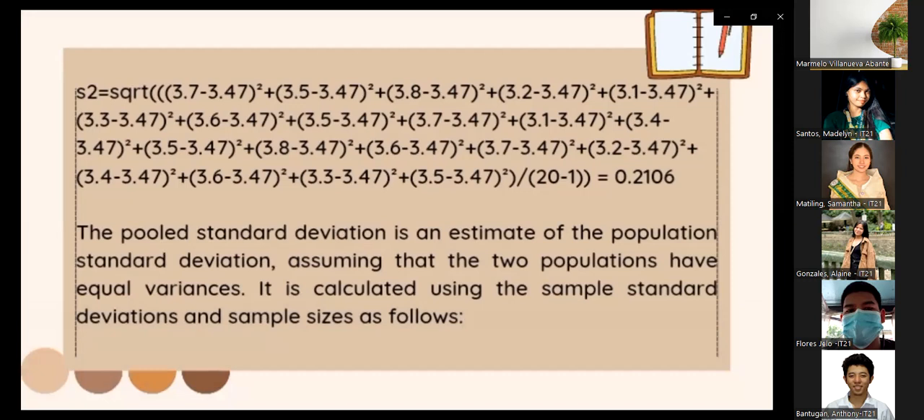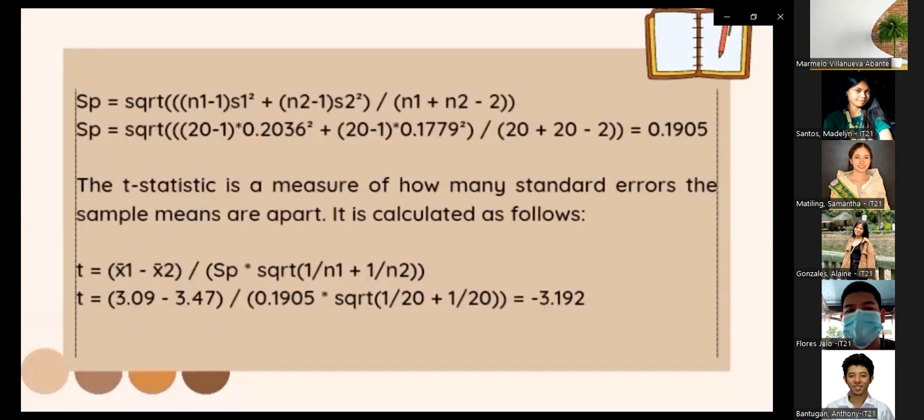variances. It is calculated using the sample standard deviations and sample sizes as follows. sp equals the square root of (20 minus 1) times 0.2036 squared plus (20 minus 1) times 0.1779 squared, divided by 20 plus 20 minus 2, equals 0.1905.